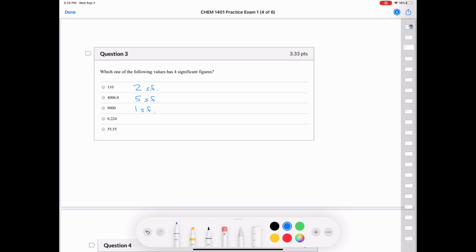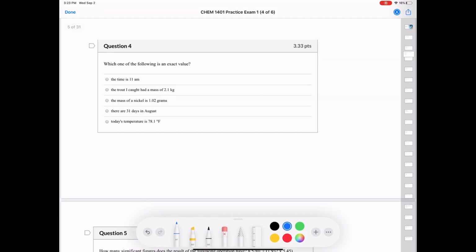We don't have a decimal on the end, and so we have 1 significant figure here. 0.224, the 0 at the beginning is what we call a leading zero or a placeholder 0. It is not significant, and so we have 3 significant figures here, but the last number, 55.5, has no zeros, and therefore all numbers are significant, and we have a total of 4 significant figures, and that is the answer.